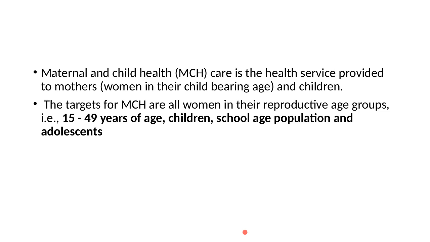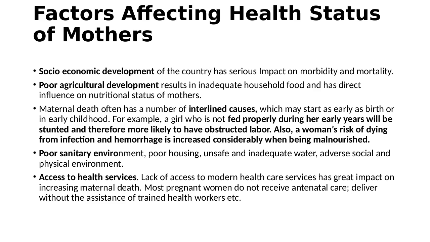So the targets for maternal and child health care are all women in their reproductive age groups and children, between the time that they are born to the time that they are in their adolescent age. So between 15 to 49 years of age, women and children, school age population, as well as adolescents, because the majority of these maternal and child issues normally occur at that stage.